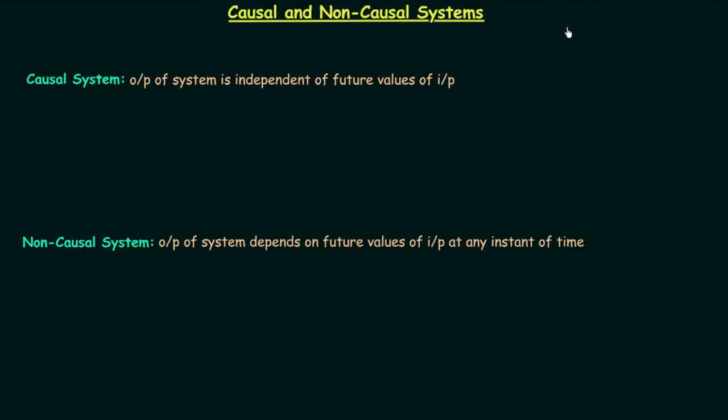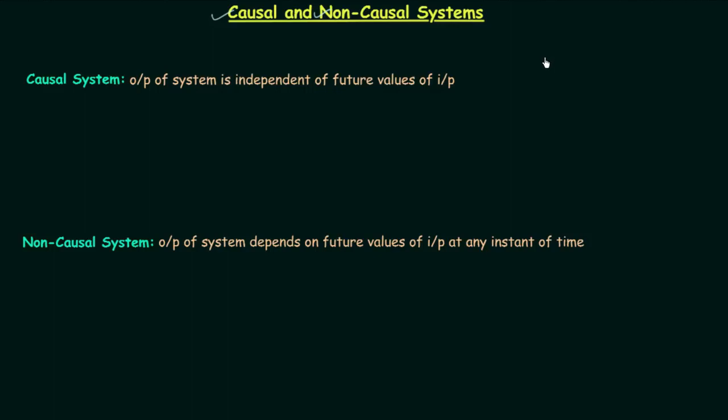In the last few lectures, we have seen what are static and what are dynamic systems, and the next classification is causal and non-causal systems. We are discussing causal and non-causal systems together because they are closely related. We can easily differentiate between them, and in this lecture we will see the definition of causal and non-causal systems along with few examples to have better understanding of the definition.